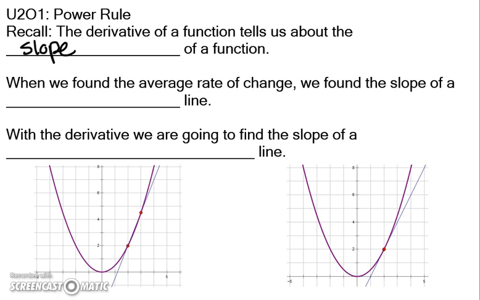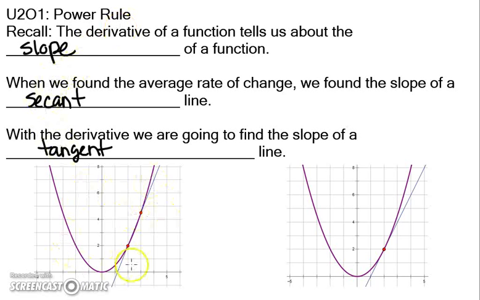Now before we found average rate of change, which was the slope of a secant line, so that was through 2 points. And with the derivative, we're actually going to end up finding the slope of a tangent line. So that's going to be through 1 point. So when we were actually finding that average rate of change, the slope of a secant line, we were using that to estimate the slope of the tangent line.